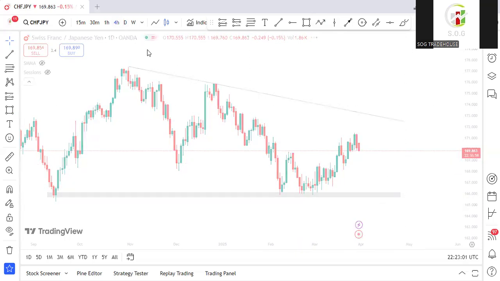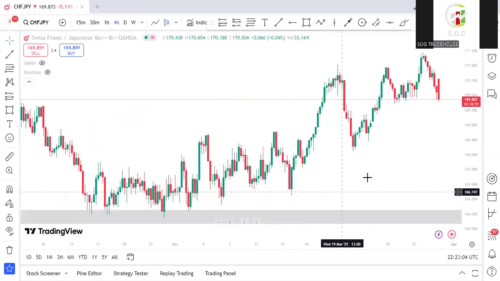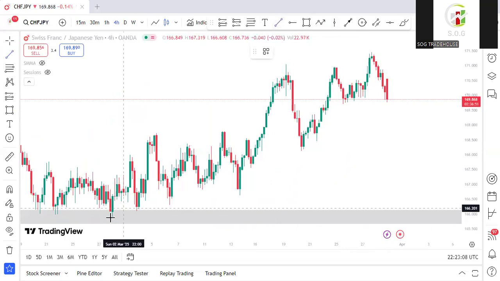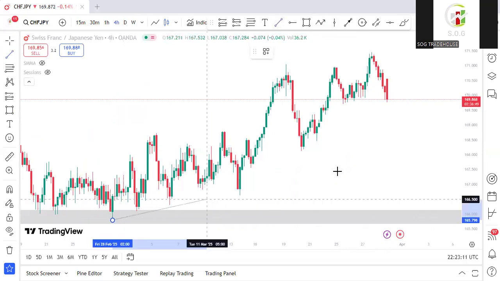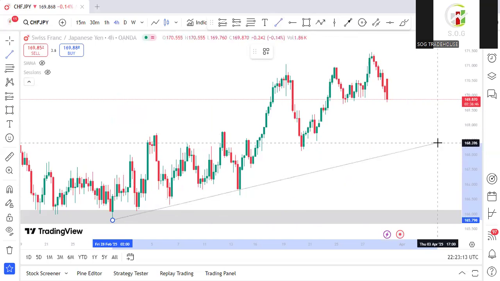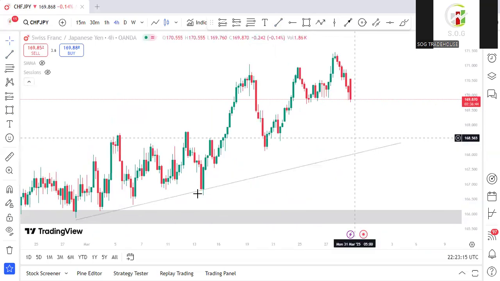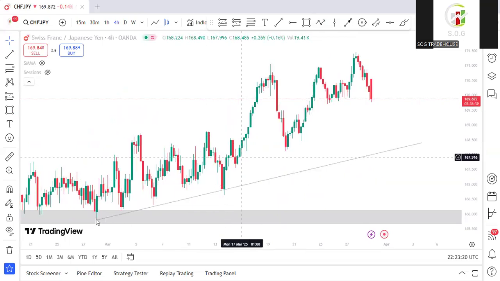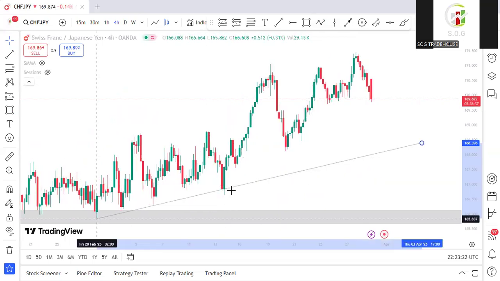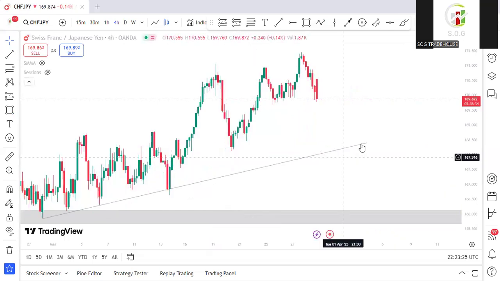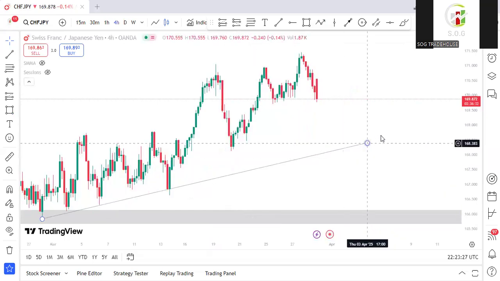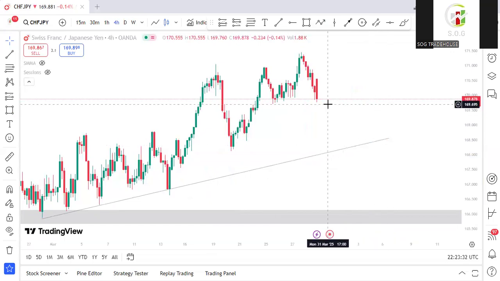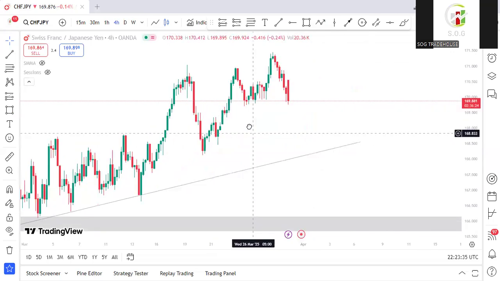So let's go down to the 4-hour time frame to see what we have there. On the 4-hour time frame, we can connect our trend line. This is a low and this is another low. So guys, you can cut through the wick of a candle, but never cut through the body of the candle. We've got the first touch of this trend line, the second touch, and what are we waiting for? We're waiting for the third touch of this trend line to take buys on CHFJPY.